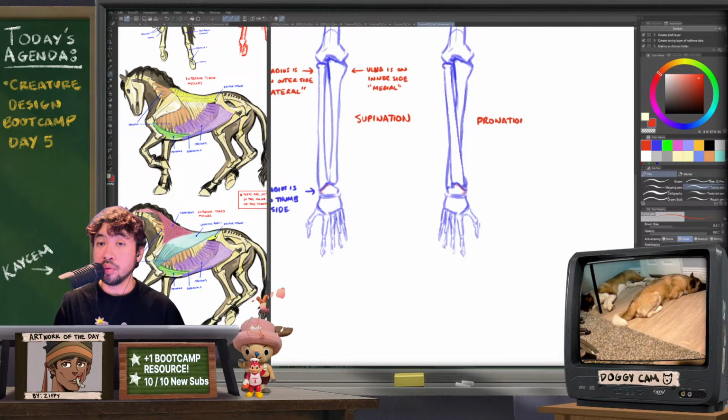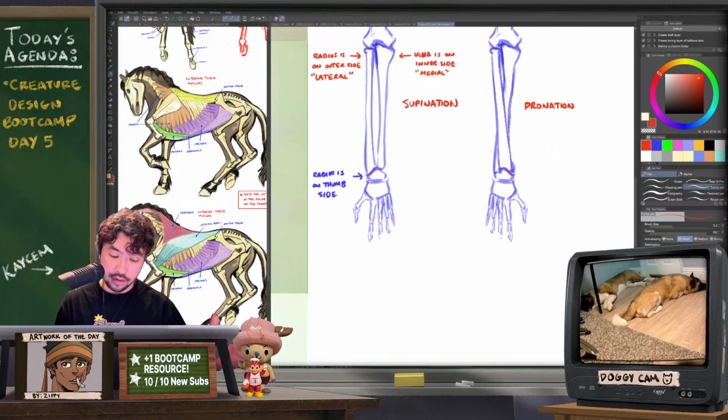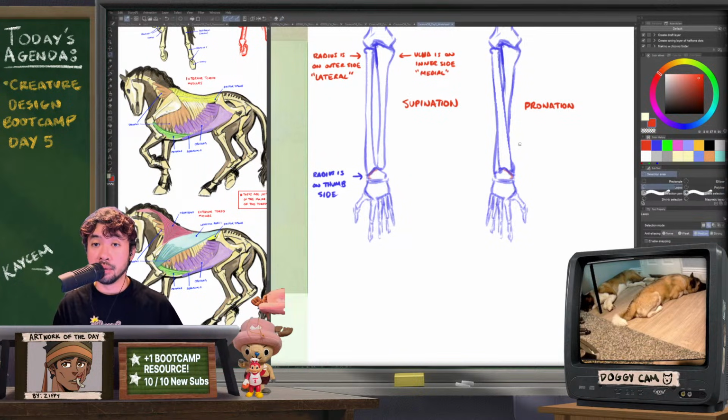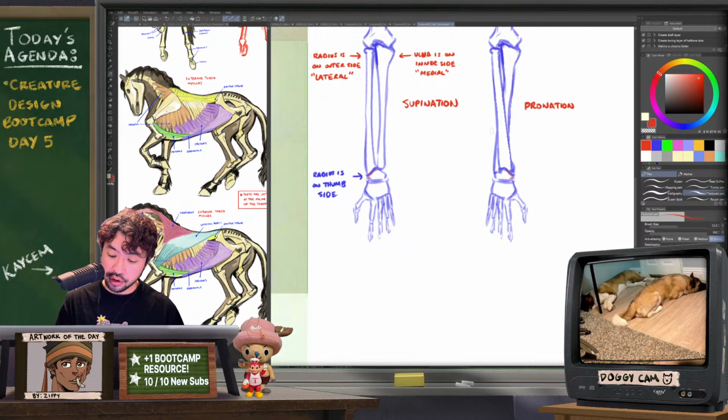And so if you've ever wondered how you go about figuring out which way the arm is positioned, you just want to think about where the thumb is positioned. If you know where the thumb is positioned, you will also know where the radius and all that stuff works.